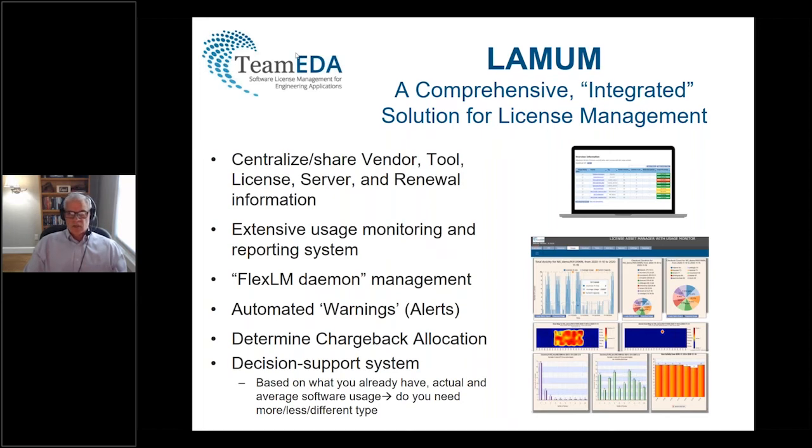Many warnings or alerts so we can notify of long checkouts, duplicate license checkouts. Perhaps we're approaching or exceeding capacity on our license usage. Perhaps we've exceeded our limits on denials we're willing to accept. So many alerts. And another one, most importantly, is expirations and then having 30 to 60 days to work on renewals. Determining the chargeback allocation where we can allocate the cost for perhaps a 30-day billing cycle. But most importantly, LAMUM is a decision support system. So following best practices, knowing what you have, knowing what you're using, and identifying what you need and need to use more efficiently using LAMUM to optimize.